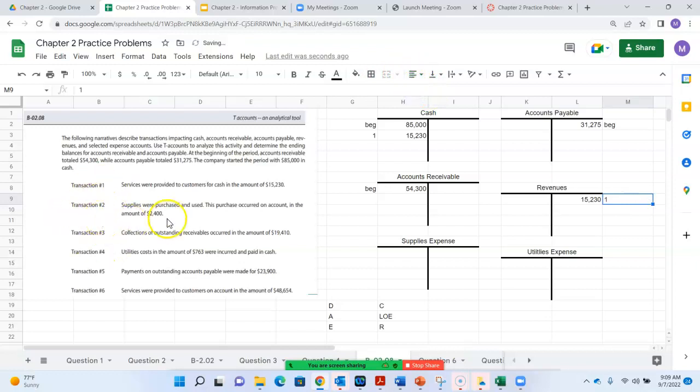Let's do transaction 2. Supplies were purchased and used. This purchase occurred on account in the amount of $2,400. So on account, when you hear that, you should be thinking, oh, we haven't actually paid cash for it, right? We just kind of maybe swiped our credit card. This tells you on account should tell you, hey, I'm dealing with accounts payable. Accounts payable, right? That's a liability, typically has a credit balance. So that's $2,400, and this relates to transaction 2.